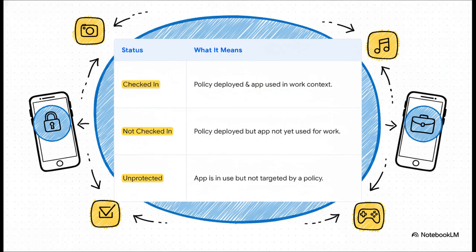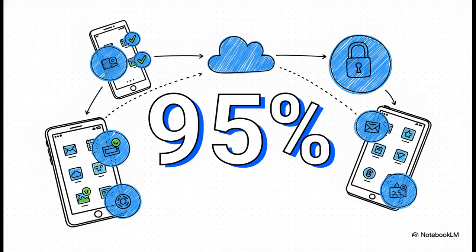Not checked in isn't a bad thing. It just means the policy is ready to go, but the user hasn't opened that work app yet. And unprotected, well, that's a flag. It means someone's using an app that should be managed, but isn't. Time to fix that. And ultimately, this number is the goal.